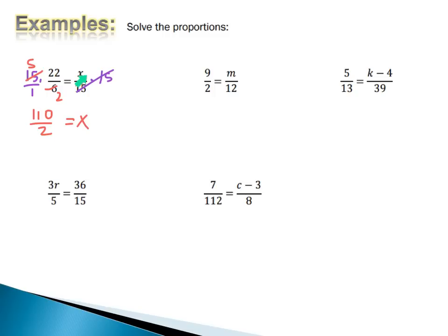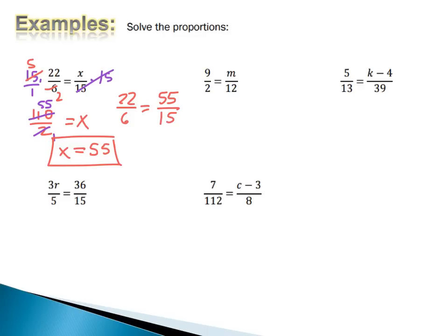Well, if you think about plugging that in as a fraction, that's not good, but I can simplify this. Notice how 110 is even and 2 is even, so 2 goes into itself 1 time, and into 110 55 times. So that means x is going to equal 55. So here's basically what I'm saying: 22 over 6 as a ratio is the same as 55 to 15.